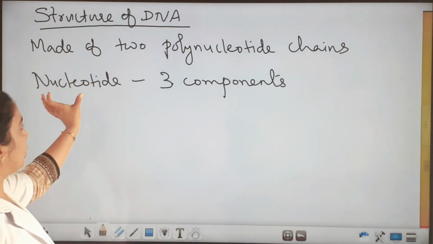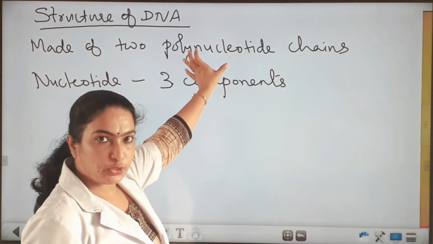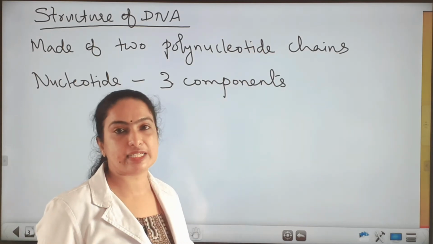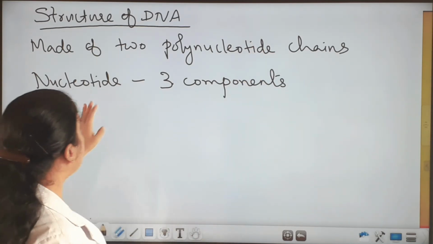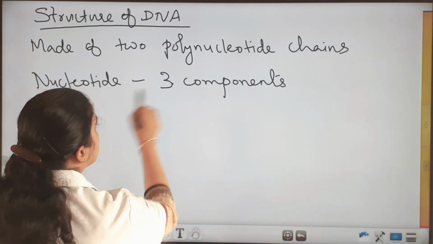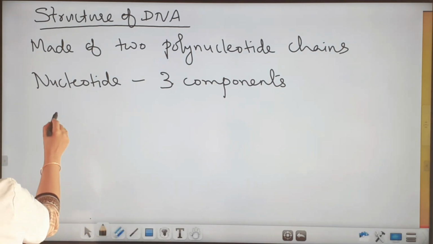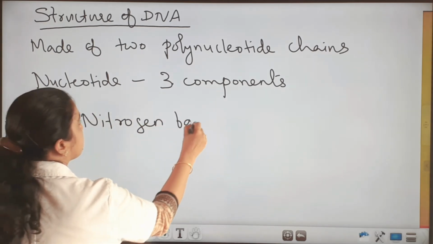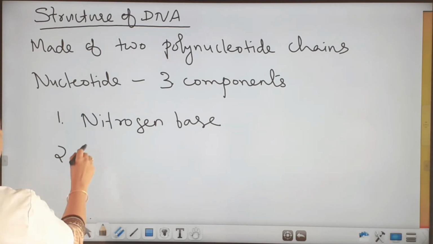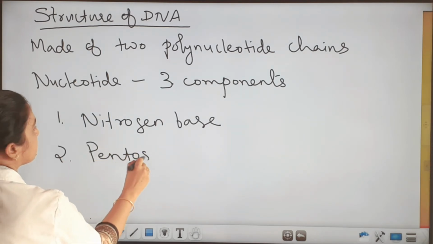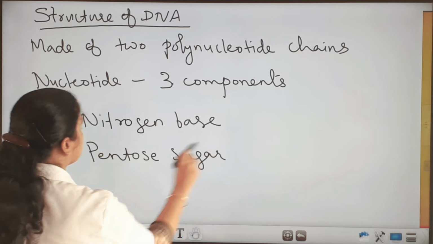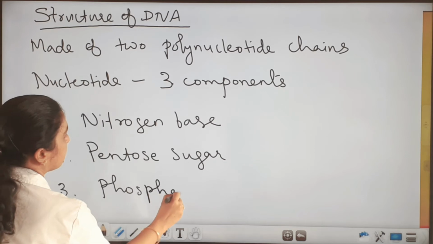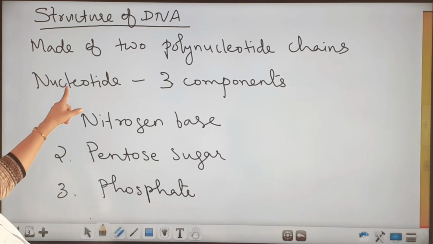So, several nucleotides together form a polynucleotide. Two such polynucleotides form a DNA strand. Is it clear? And the nucleotide consists of three components. The three components are nitrogen base, pentose sugar, and phosphate group.